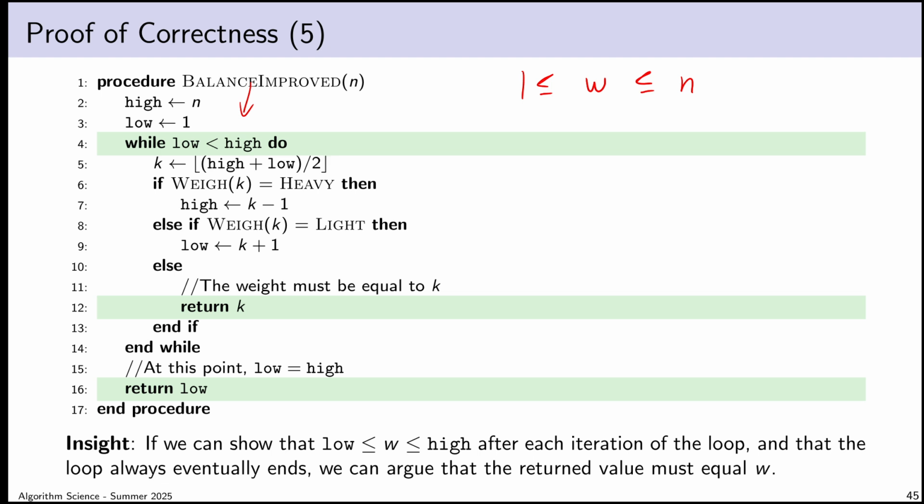And the goal of my improved procedure is to narrow the range down, but at all times ensure that the actual value of W is still sandwiched between my values of low and high. So if, for example, I discover that n over 2 is too heavy, well then I adjust the high end of my range to be something like this. What I want to prove is that at all times this statement is correct.